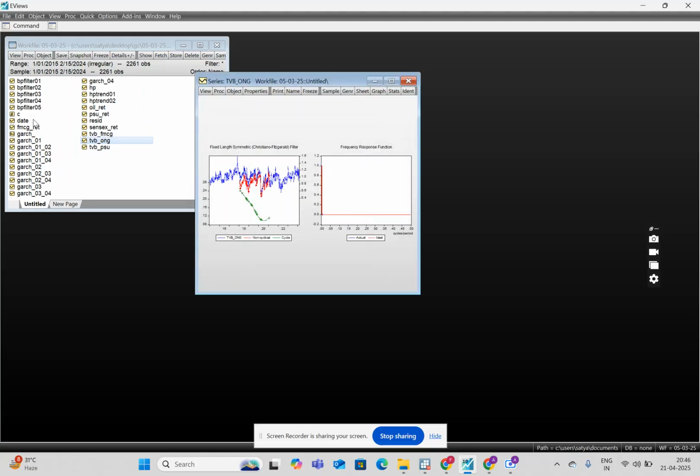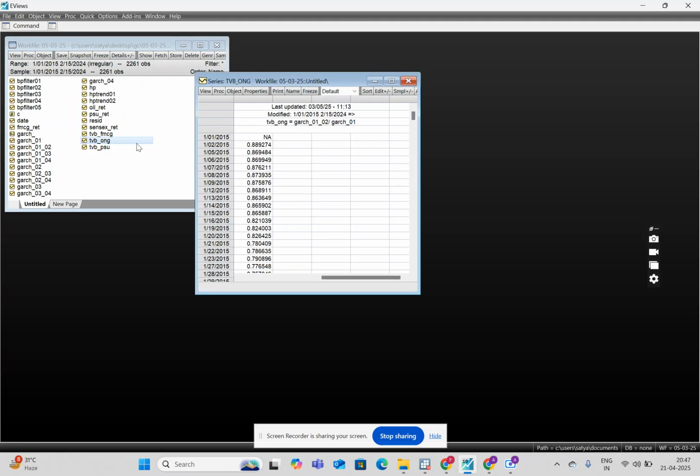See, in this case, the cycle is again not very understandable. It has the same problem as the Baxter King. They consider a fixed length of the data set to be symmetric and do further analysis on the basis of that. So I think it is better if we do the Christiano Fitzgerald asymmetric one.